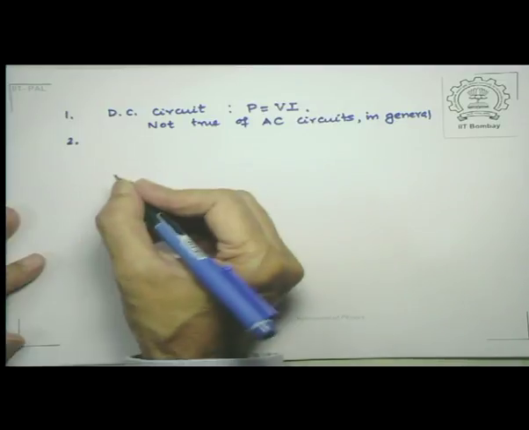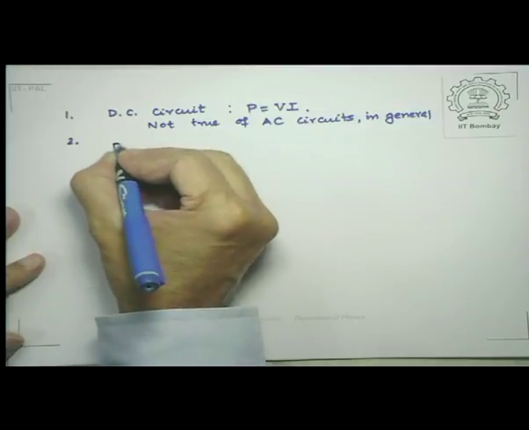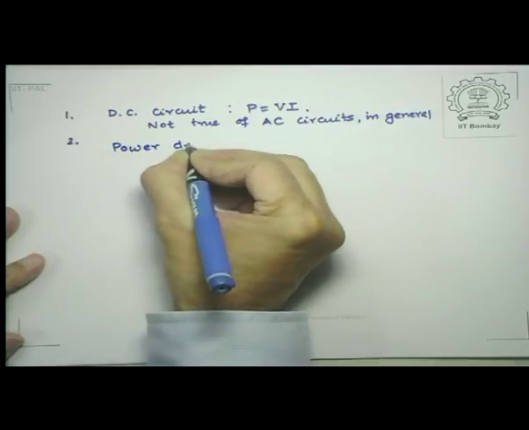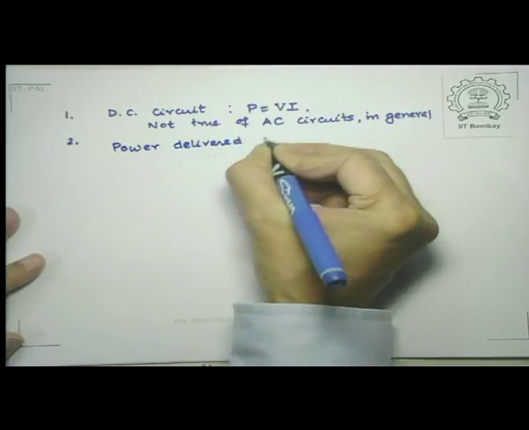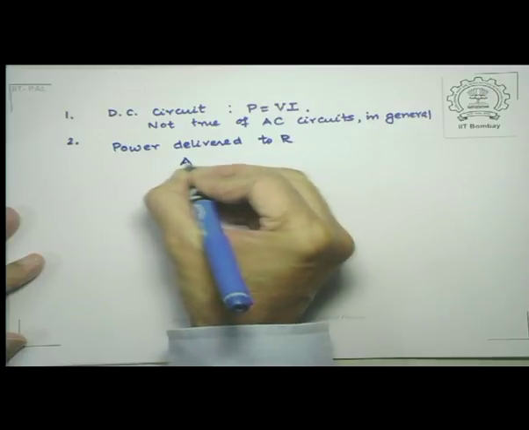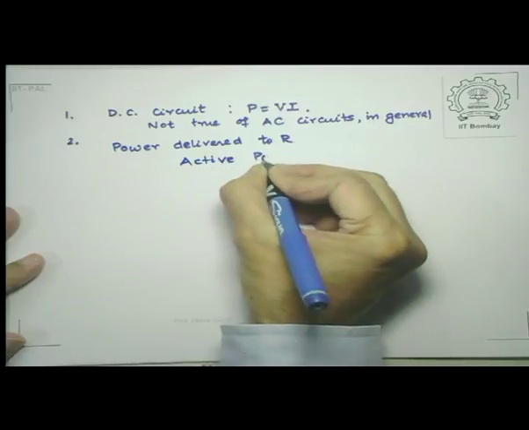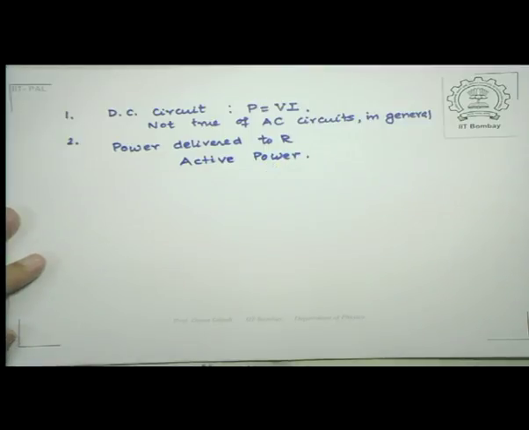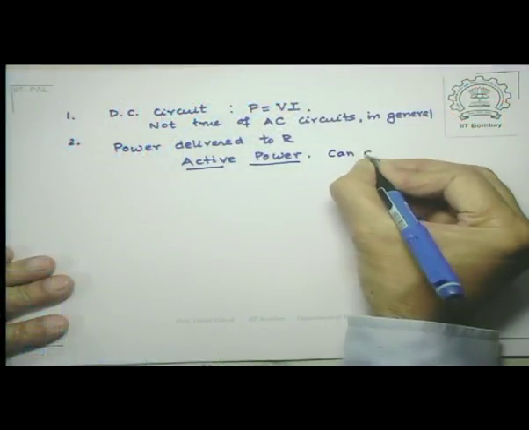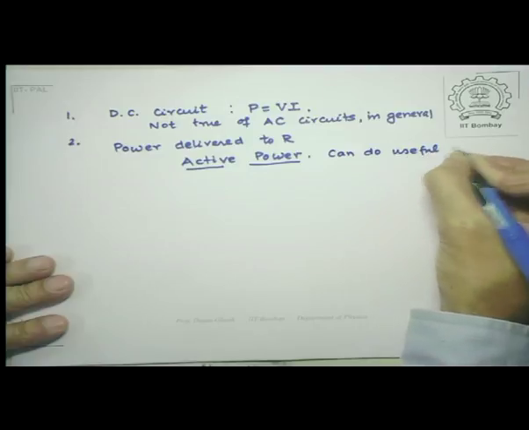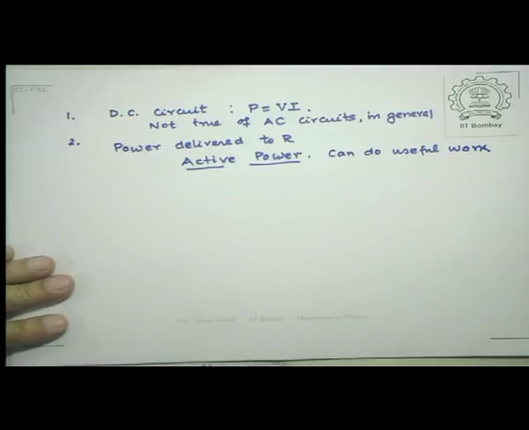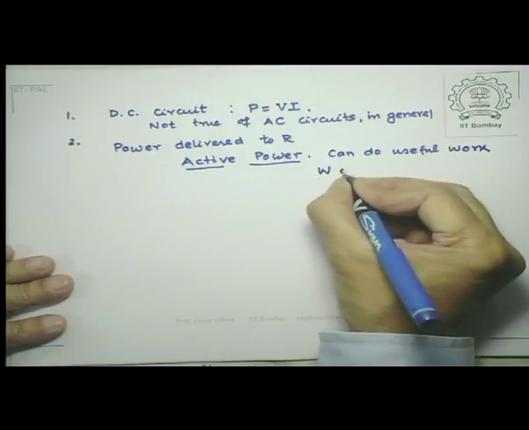The power that is delivered to resistors, this is what we have been calling the active power. It is either active or occasionally we have also called it true power. The reason why you call it active power is because this power may be used for doing useful work such as heating, lighting, etc. So active power can do useful work. And as I pointed out, this is usually measured in watts or kilowatts.